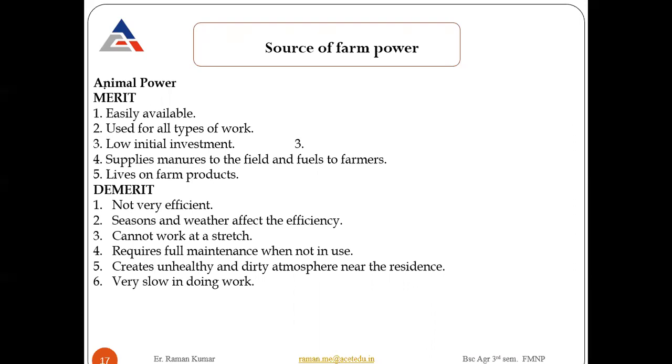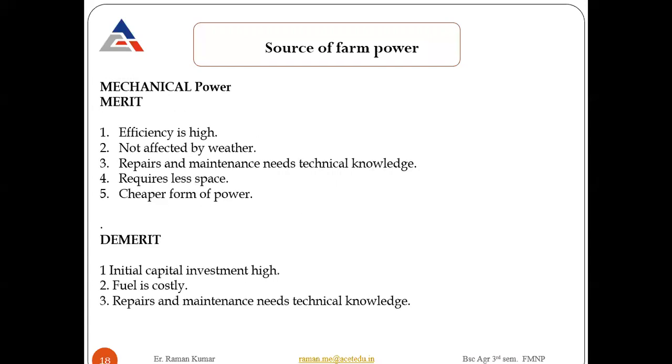It requires full maintenance when not in use. It creates an unhealthy and dirty atmosphere near the residence. If the bullock is there, it will produce an unhealthy and dirty atmosphere because of the dung, as everybody knows. Very slow in doing work. It can produce a power of only up to 1 HP, which is much lower than the power of your tractor. Next we have mechanical power.